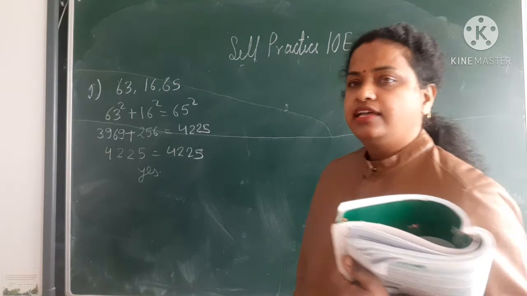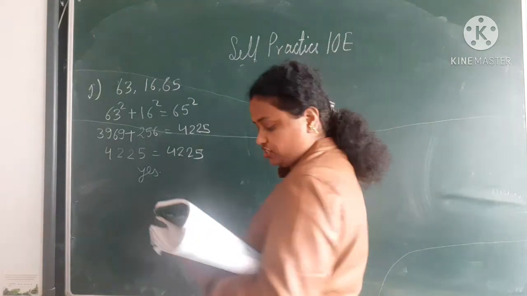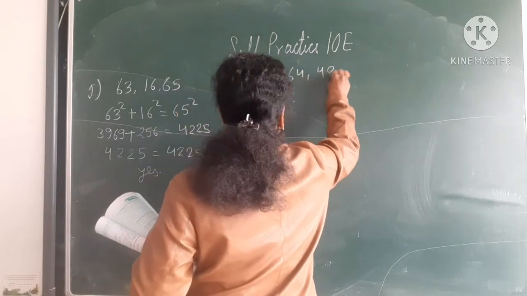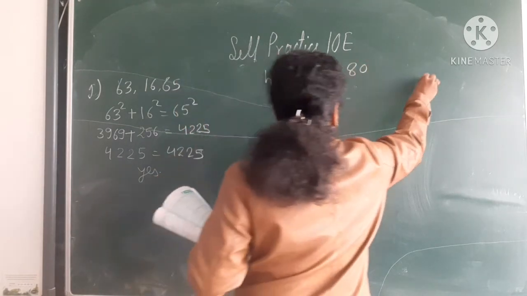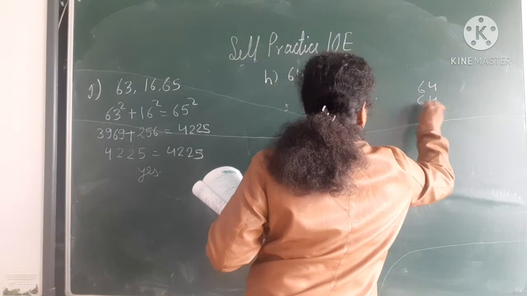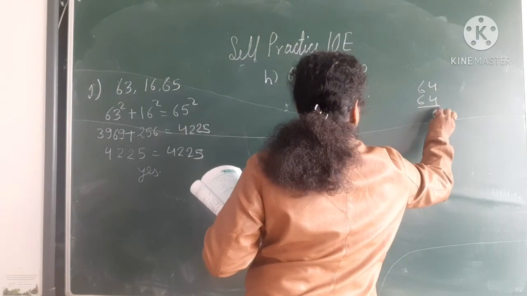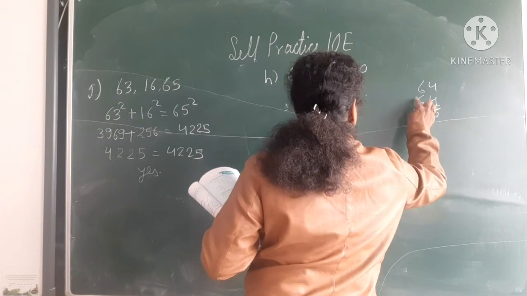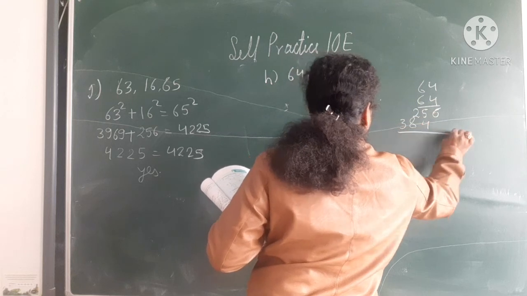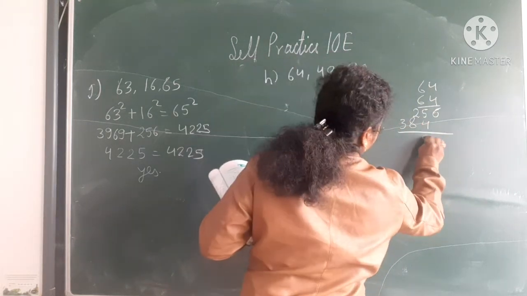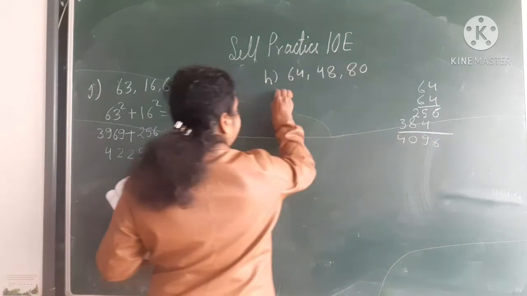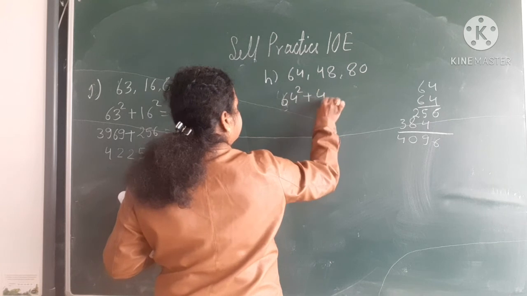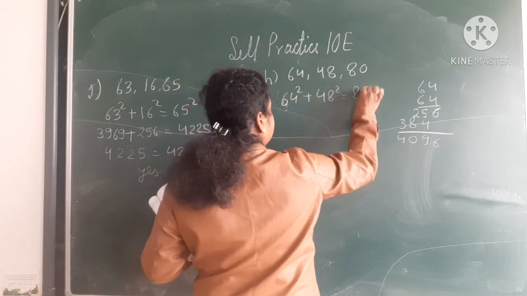Okay, students. Now see the last part of this, H. 64, 48 and 80. What will be your 64 square? 4 4s are 16, 4 6s are 24, 25, 4 6s are 24, carry 2, 6 6s are 36, 37, 38. So 4096. 64 square plus 48 square is equal to 80 square.